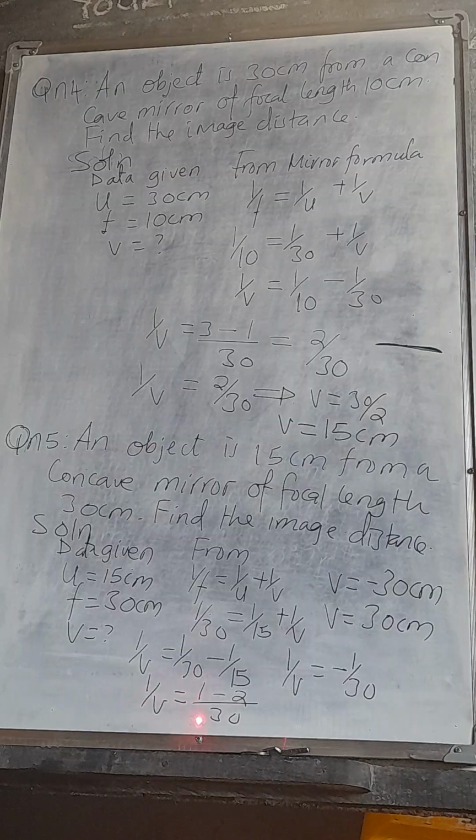So it will be 1 over v. Now 1 minus 2, get negative 1, of course. So it will be 1 over v is equal to negative 1 over 30. If you close multiplication, you can get v is equal to negative 30 centimeter. This negative, keep it in mind. Negative indicates the image is virtual. The image now produced by this concave mirror is a virtual image. That's why you have negative image distance. So finally, the image distance is equal to 30 centimeter.